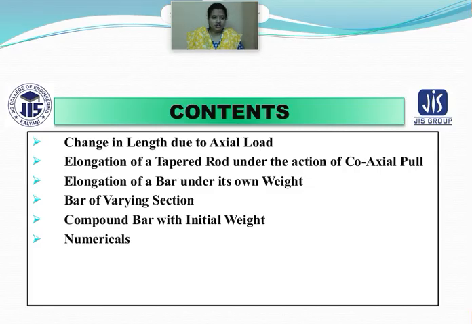In the content, initially you have seen that we used change in length due to axial load. I covered the elongation of a taper rod under the action of coaxial pull. Next, in the second lecture, I discussed the elongation of the bar under its own weight and a bar of varying section. Today we are going to consider a compound bar with initial weight, and we are also going to solve some numericals.